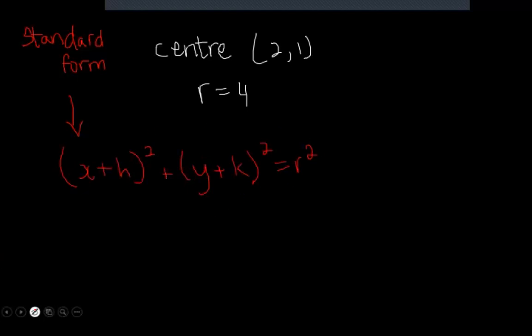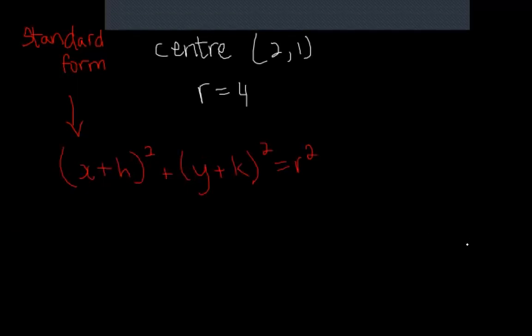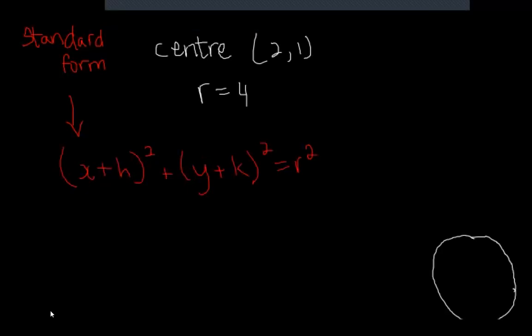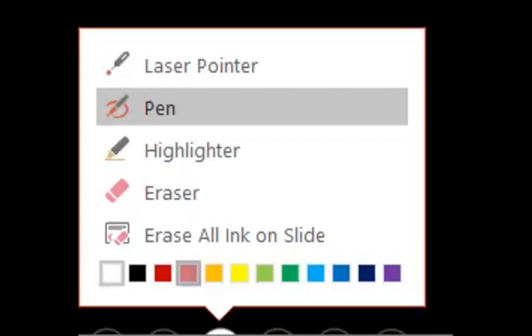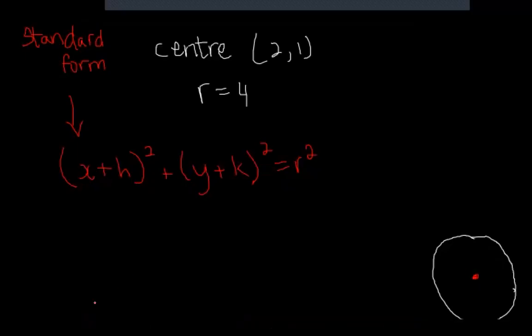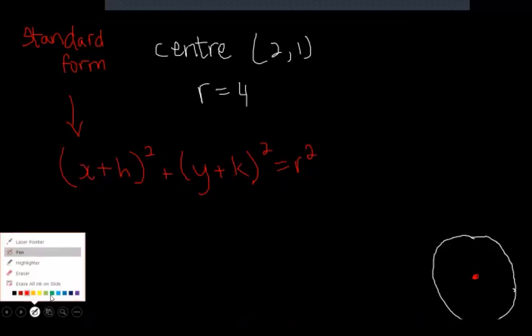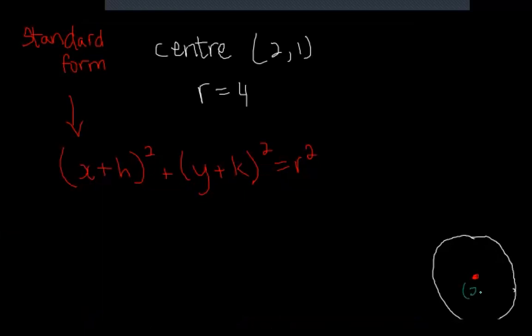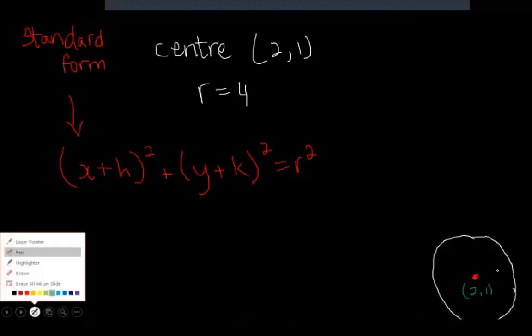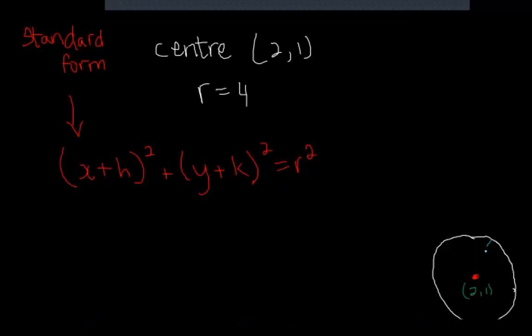So let me just draw a little sketch of what this circle might look like. So I have my little circle here. Remember, you could draw a sketch if you want to, if you think that would help you. That's my circle. The red dot is my center. They told me that the center is 2, 1. So I put that in green. 2, 1. And they said that the radius is 4. So we know that this, let me use blue, this is what a radius looks like. So I'll label this R is equal to 4.